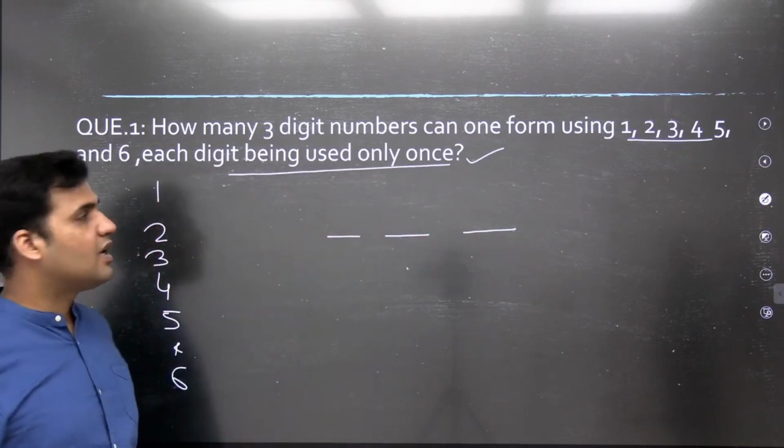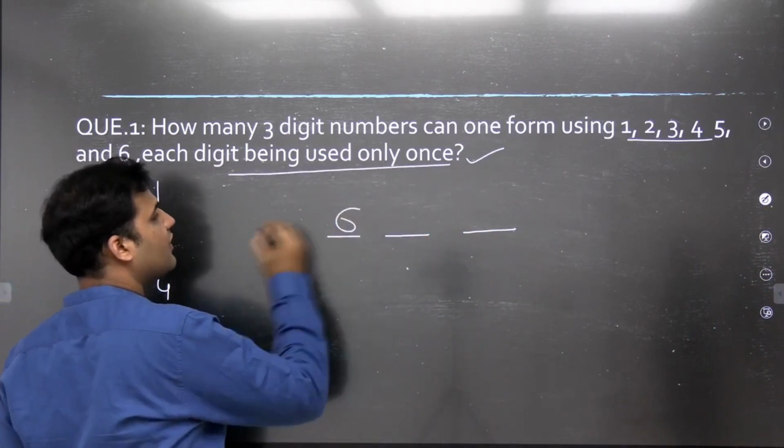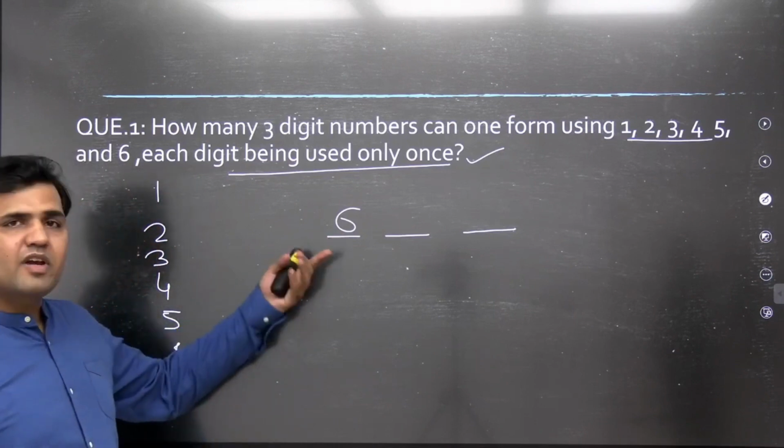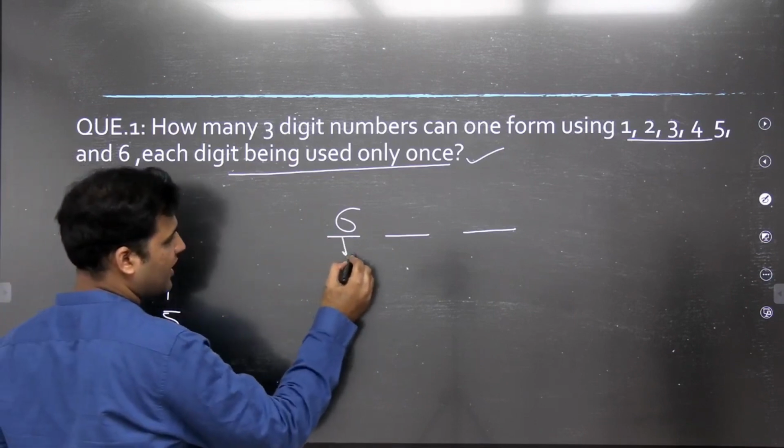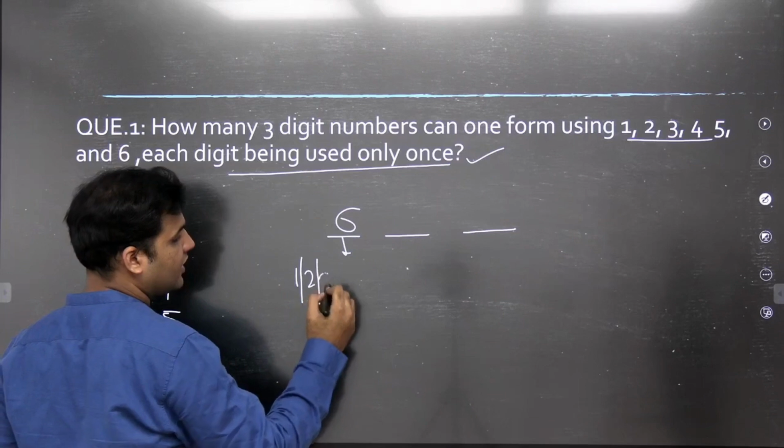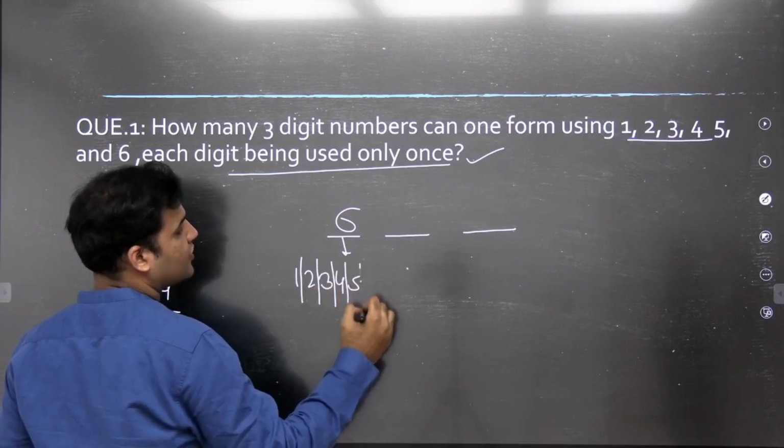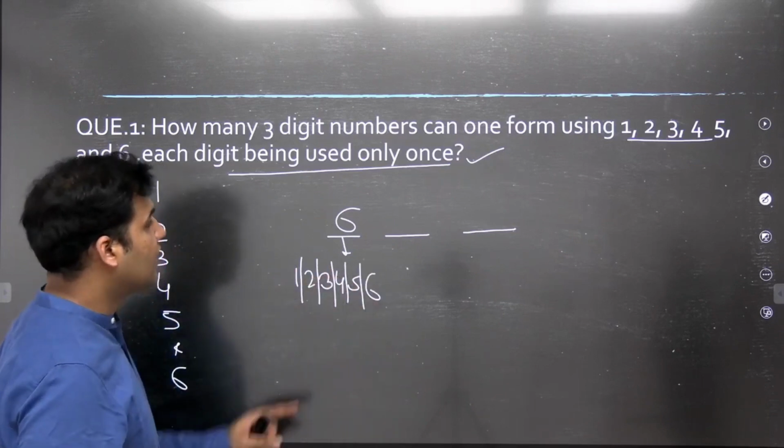First place can be filled in how many ways? First place can be filled in 6 ways. 1 2 3 4 5 6 में से कुछ भी आ सकता है इस place में, right? You can place 1 here, 2 here, 3 here, 4, 5 or 6. Any number can be placed over here.